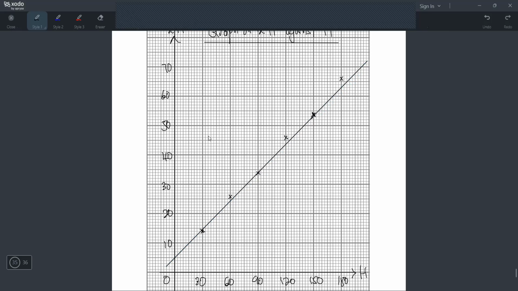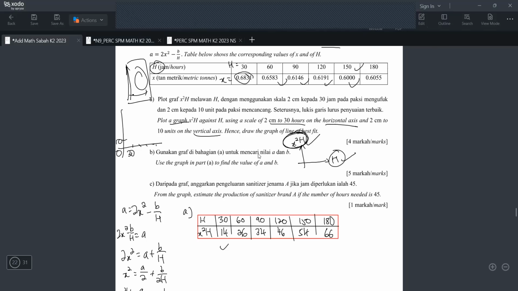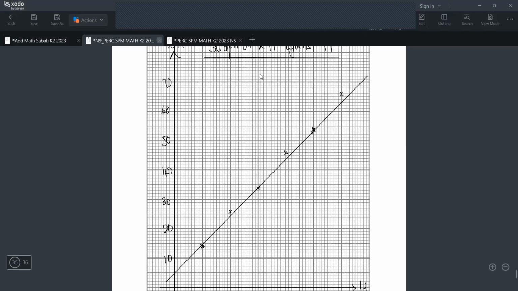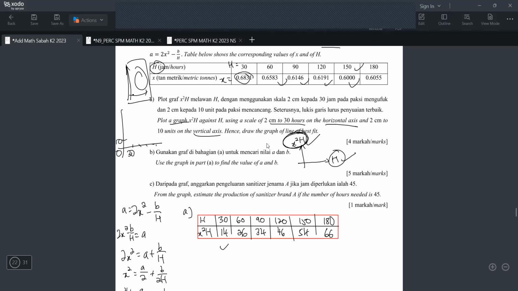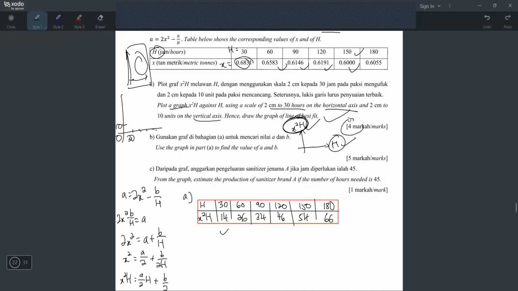draw the line, right? Okay, after you reach here, now you can continue. Don't forget to write the title. The title atas have to write. Okay, now come back here. I already finished my part A. Part A is draw graph. So you get 4 marks for this.